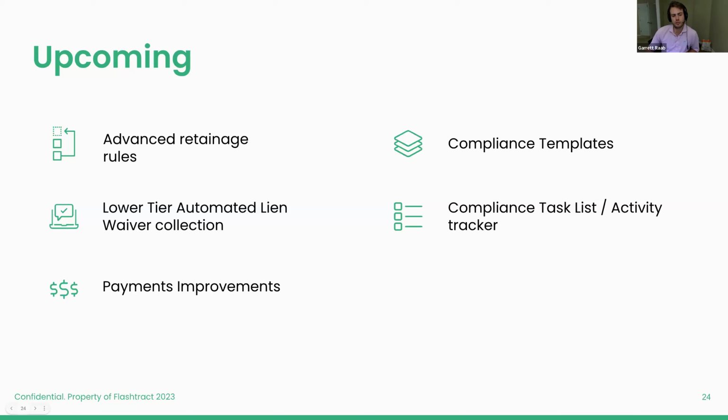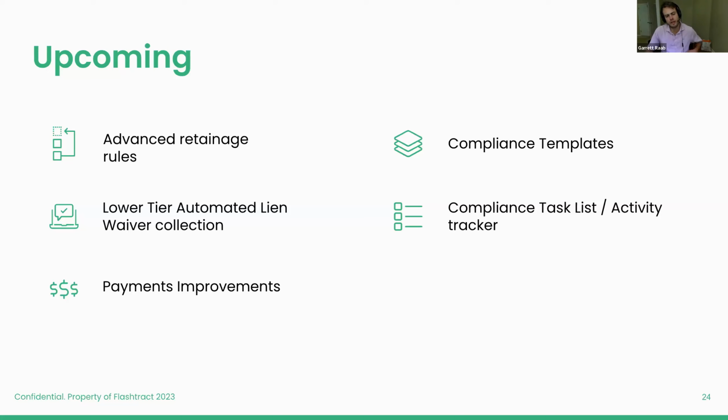And then as soon as that threshold gets met, FlashTrack will require that your sub upload that unconditional waiver. And we'll actually give you the ability to block them from moving forward with their next invoice if that file has not been provided yet. So super excited about that. I think once that gets released, we'll have a pretty robust lower tier management system that should be able to account for a lot of the things that you would want to track as a general contractor, and hopefully save some time with those rules.